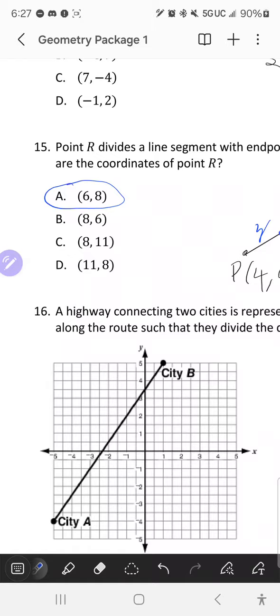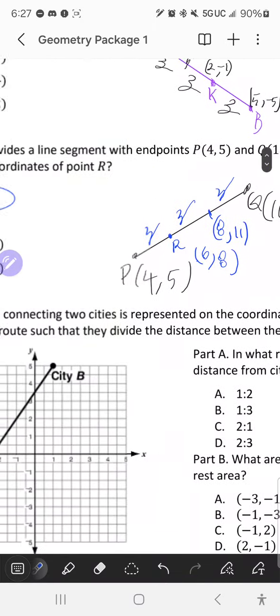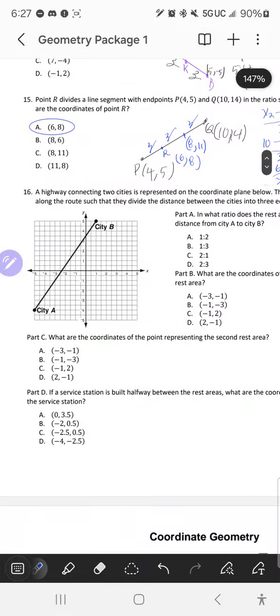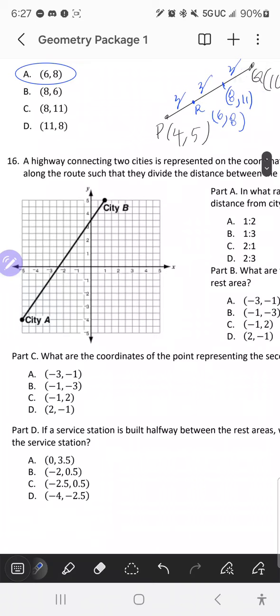And so choice A is our answer. Now for 16.